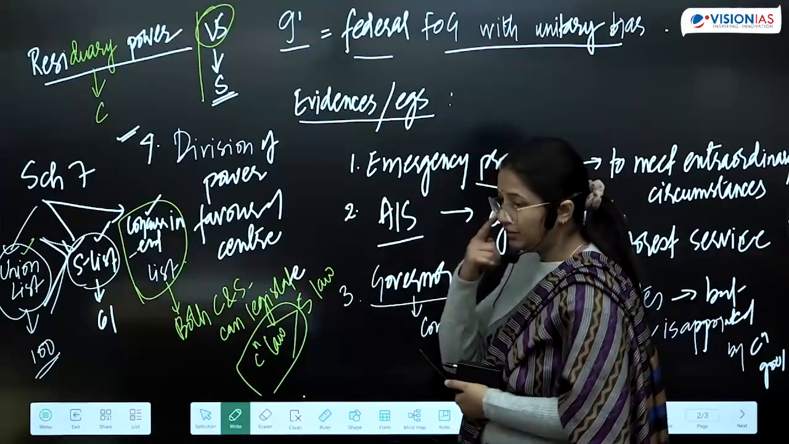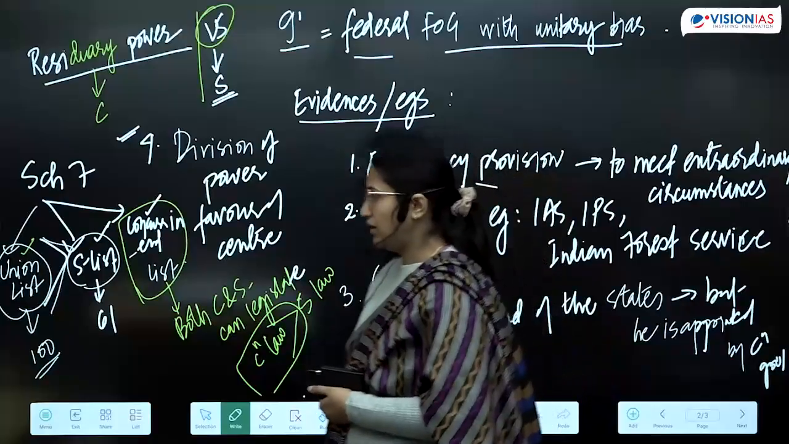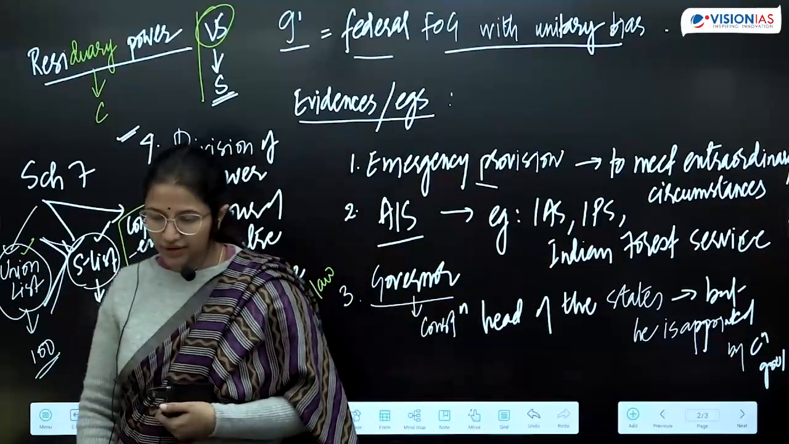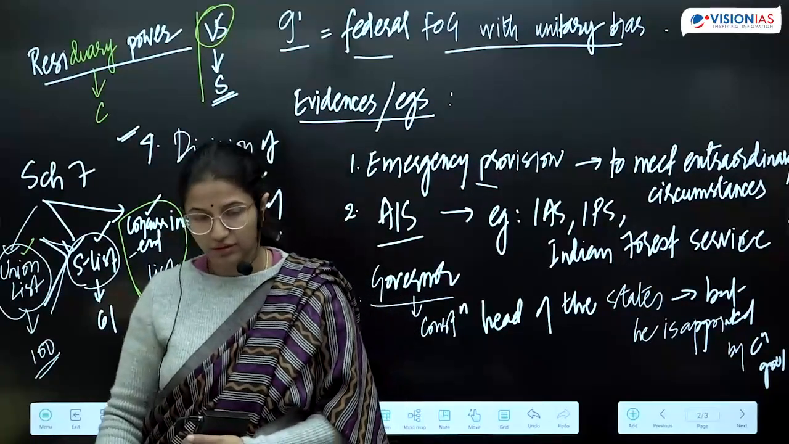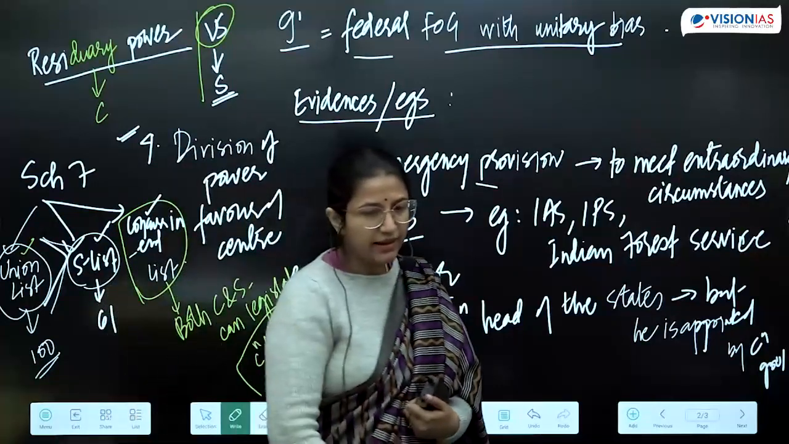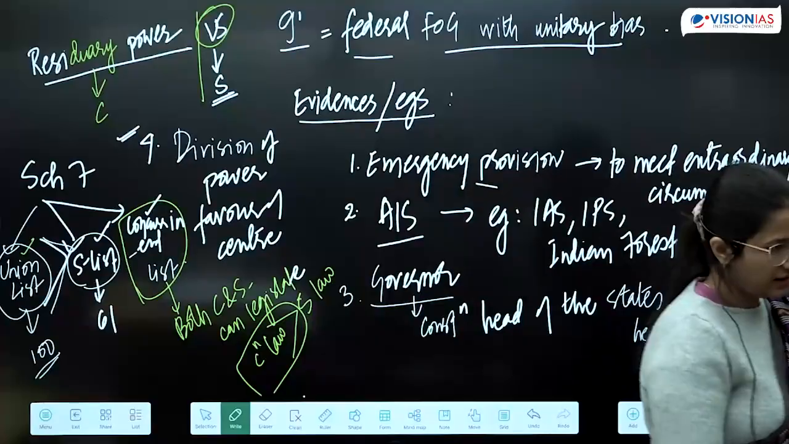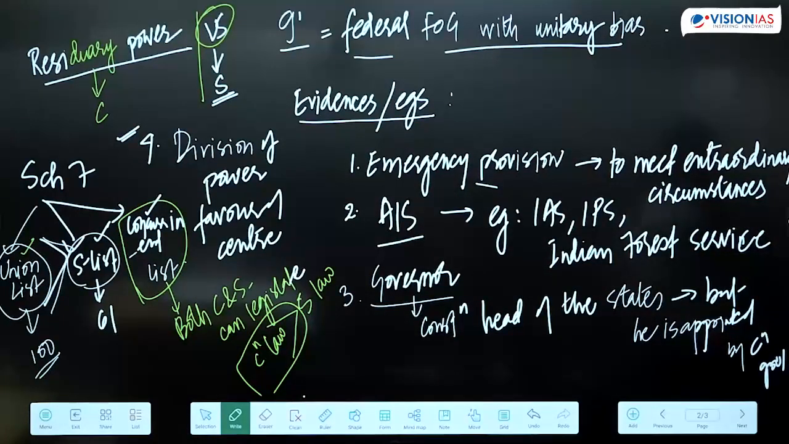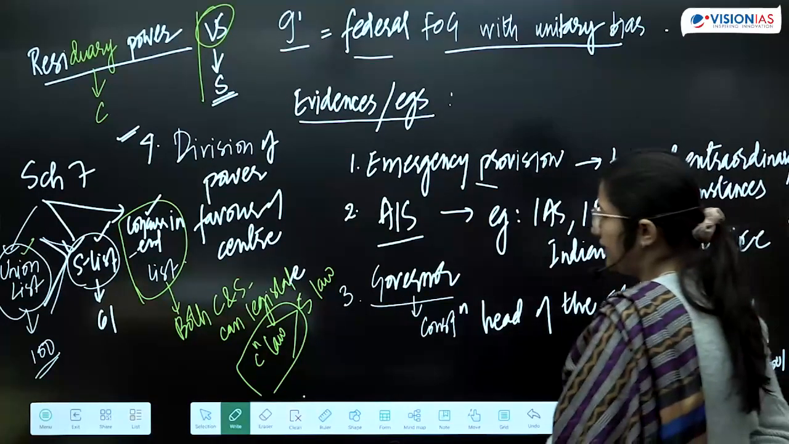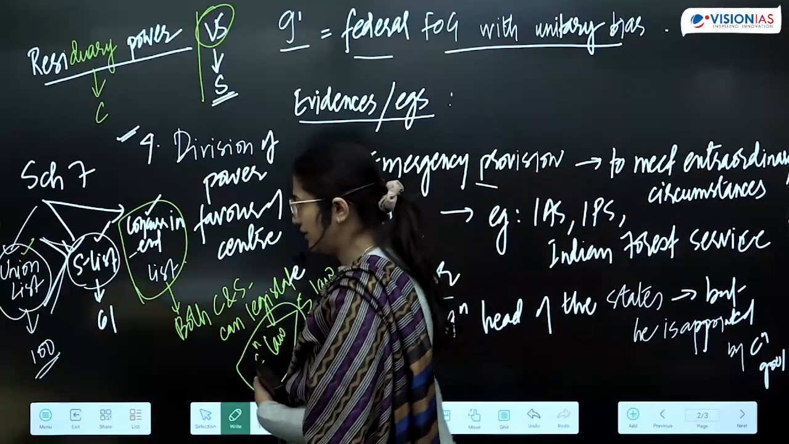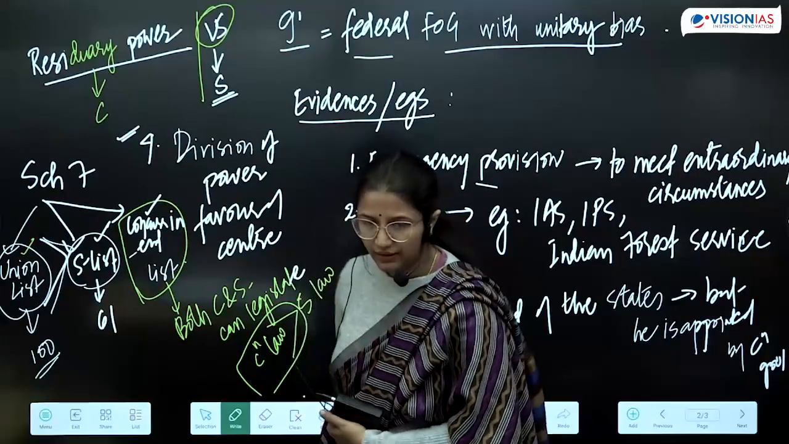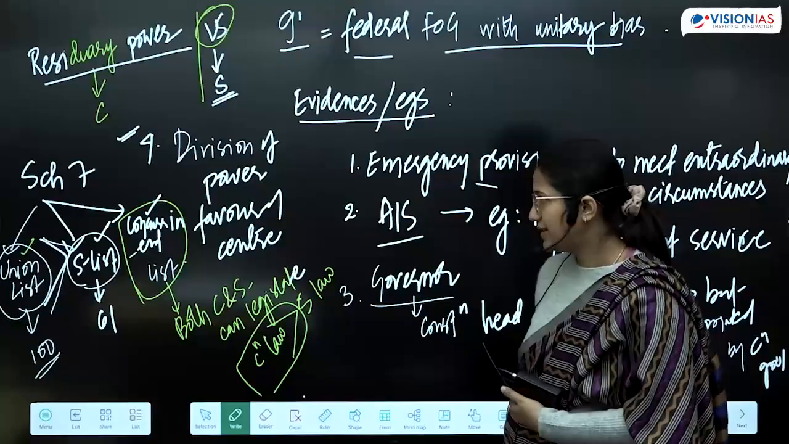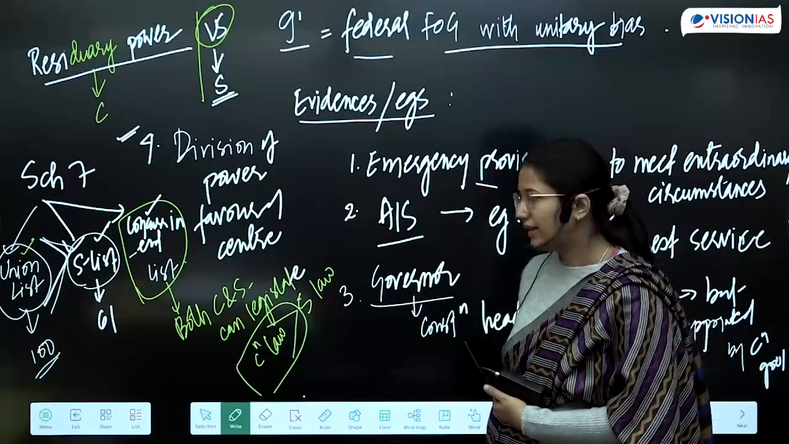Under it, write down the Schedule 7. The Schedule 7 creates three lists, namely the union list, the state list, and the concurrent list.